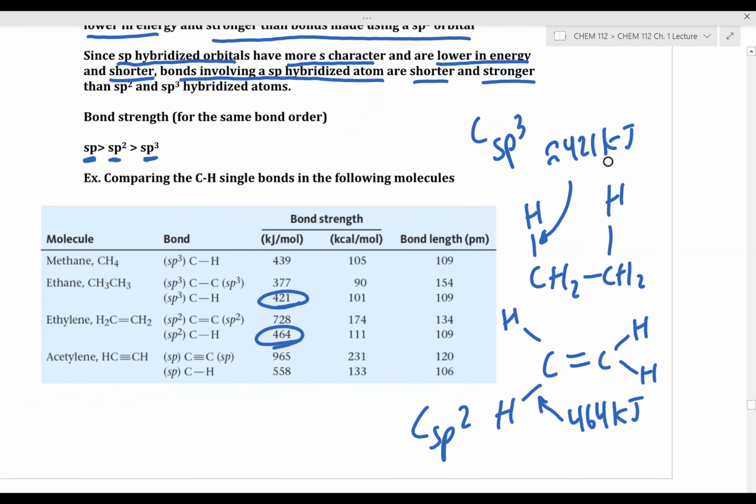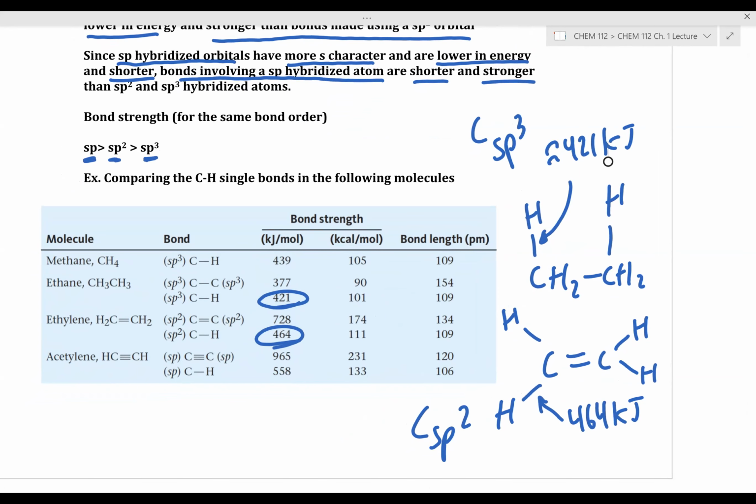So key thing, bond strength is represented as how much energy does it take to break a bond. So the lower in energy your bond, the more stable your bond, the higher this enthalpy. That's the energy required to break your bond completely. And the lower in energy your bonds, the higher the bond energy. Does that make sense?